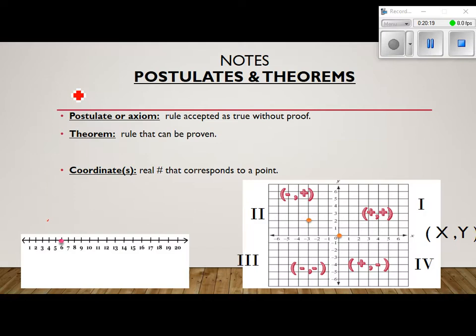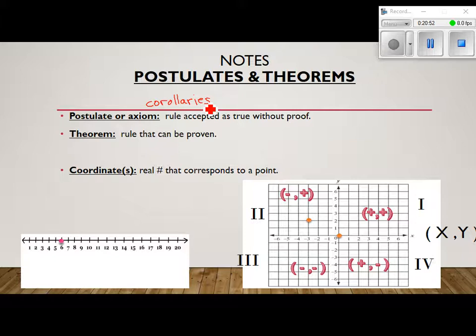We talked about this last time: postulates, axioms. Corollaries also go with postulates and axioms. But we won't use axiom, we won't use corollaries. The word I want for all those is just postulate. All they mean is a rule that we take for granted is true. It doesn't matter why it's true, we just know it's true.